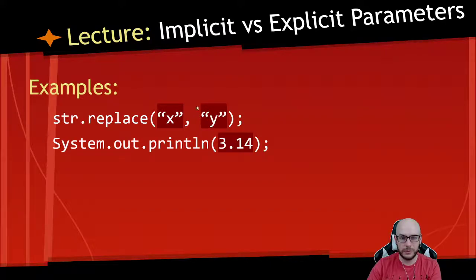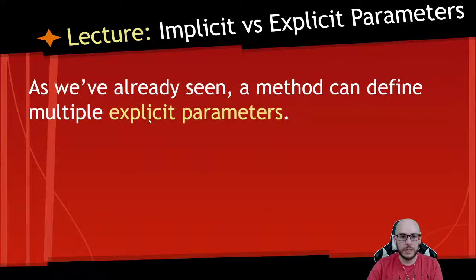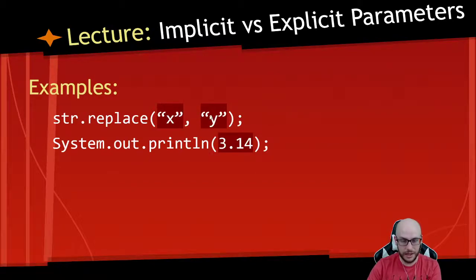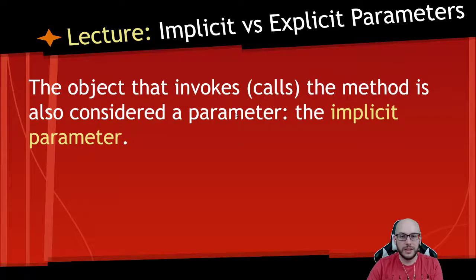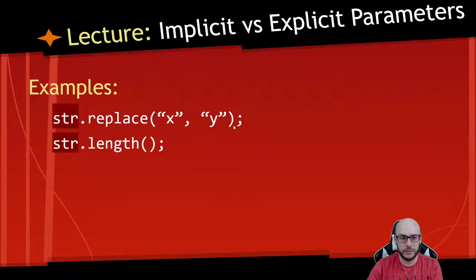These are explicit parameters. This replace method is taking in 2 strings, x and y. The system.out.println line is actually taking in an explicit parameter, 3.14. Okay? As we've already seen, a method can define multiple explicit parameters, right? That replace method actually has x and y, more than one explicit parameter. The object that invokes or calls the method is also considered a parameter. It is an implicit parameter, right?